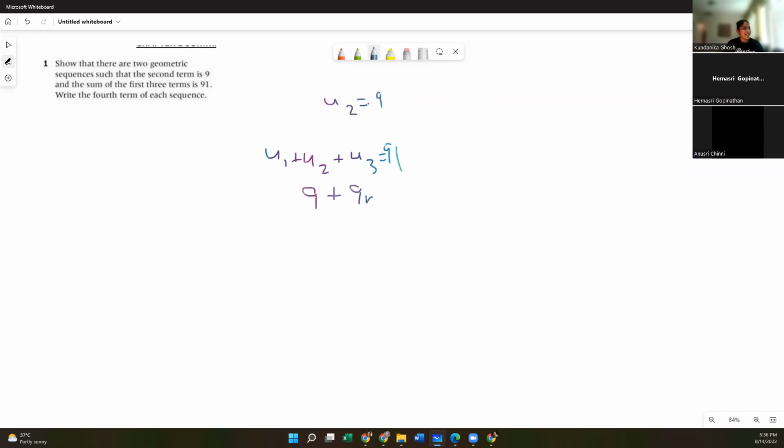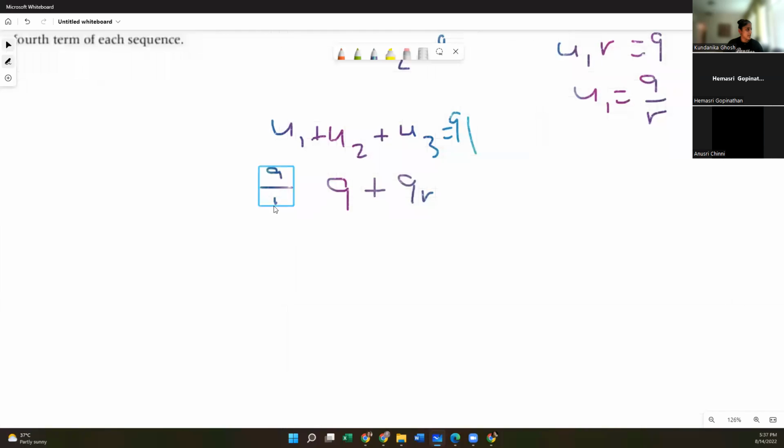Okay. And then U1 is actually going to be 9 divided by the common ratio, because U1 times R is equivalent to 9, right? All you have to do to find U1 is divide both sides by the common ratio so that you get 9 over R. Okay. So now you have 9 over R. 9 over R plus 9 plus 9R is equivalent to 91, correct?